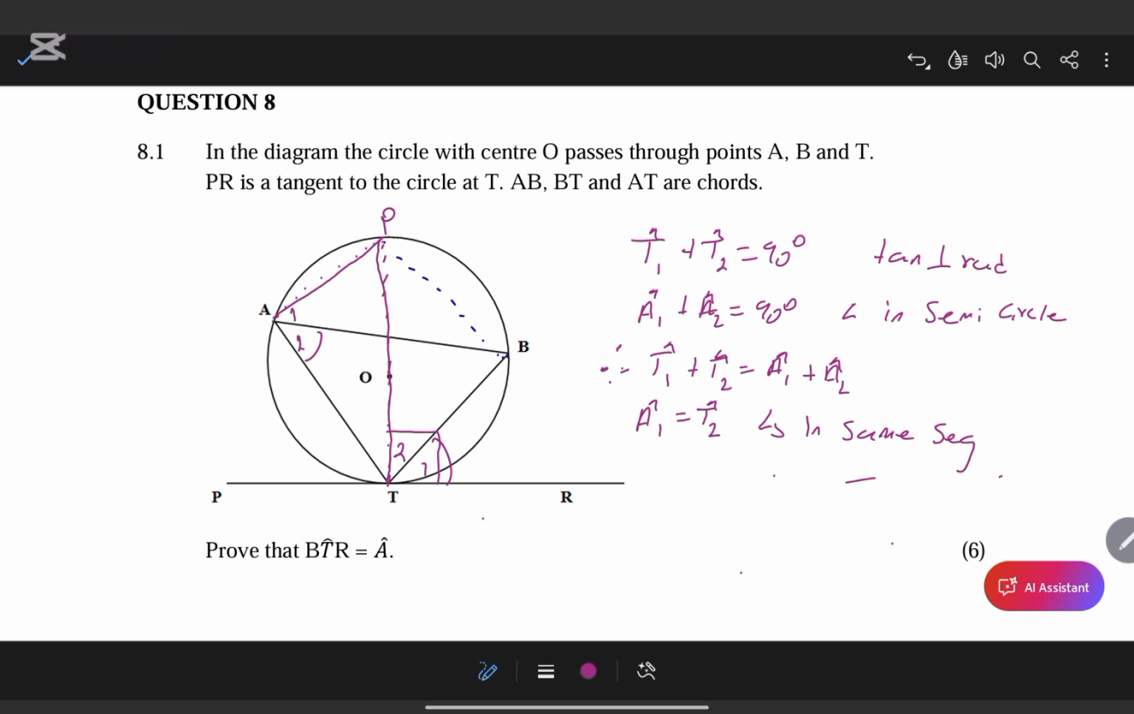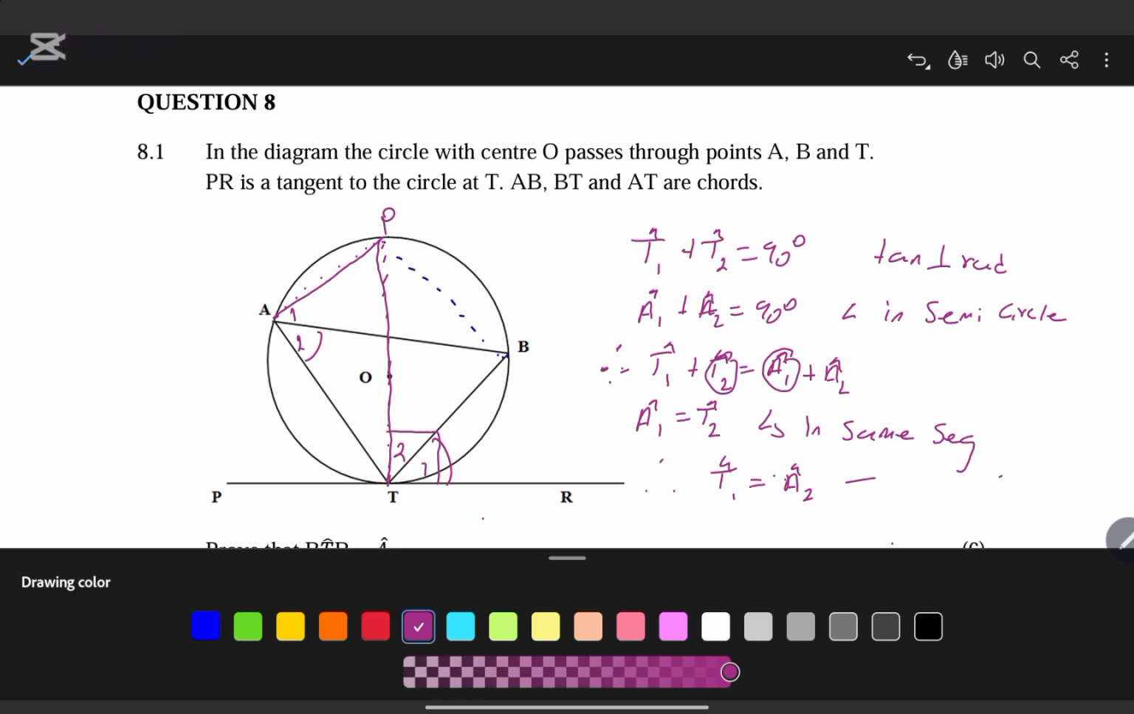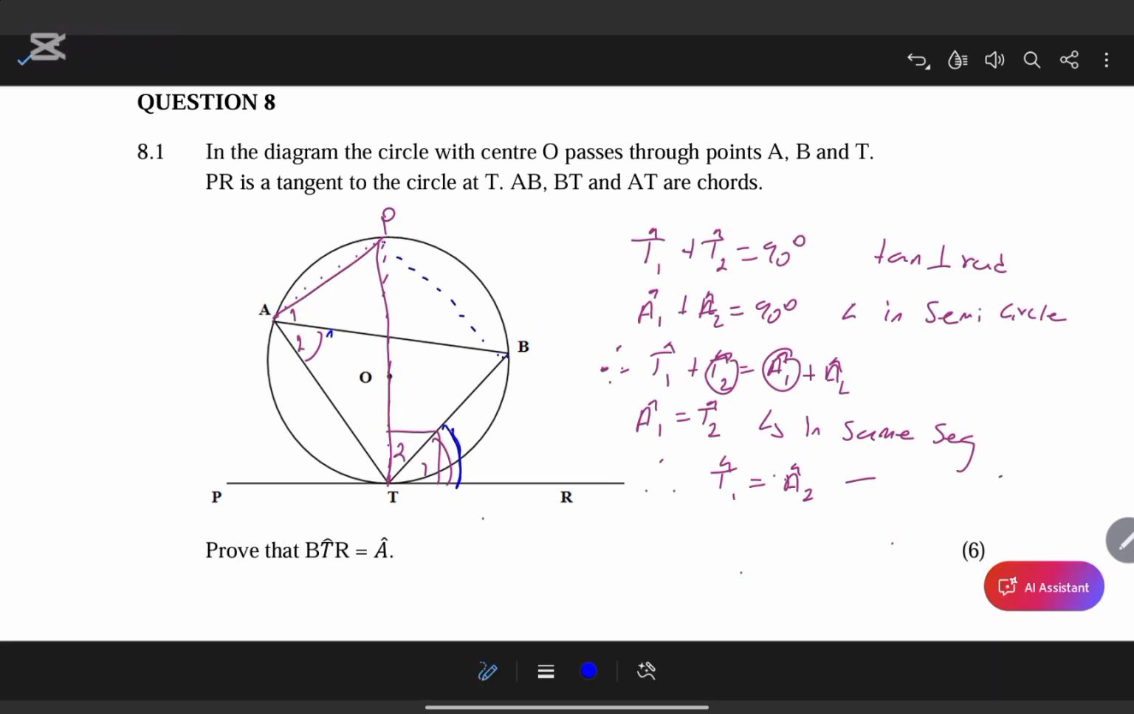Now, if angle A1 is equal to A2, is equal to T2, so angle A1 is equal to angle T2. Therefore, angle T1 is equal to angle A2. And this is what we needed to prove, that angle T1 here is equal to angle A2. That is the other option that we can use.